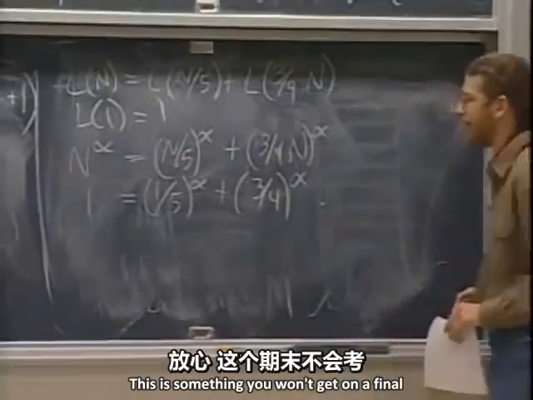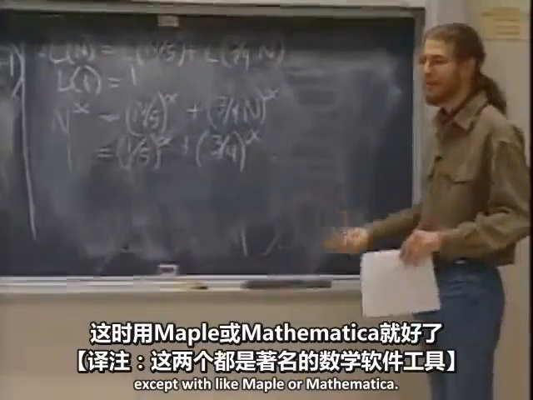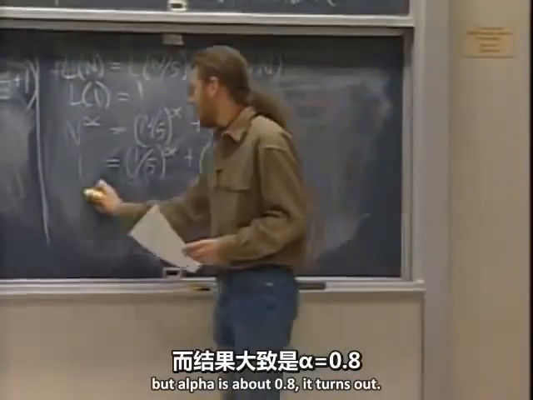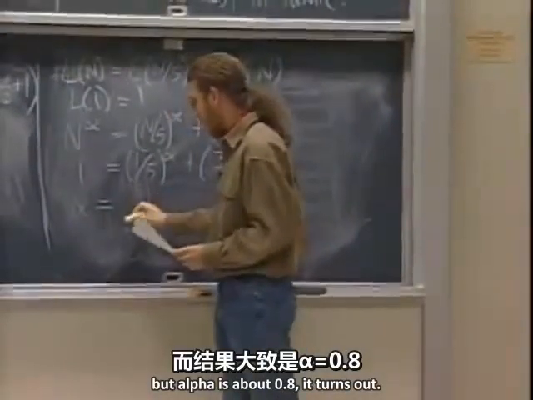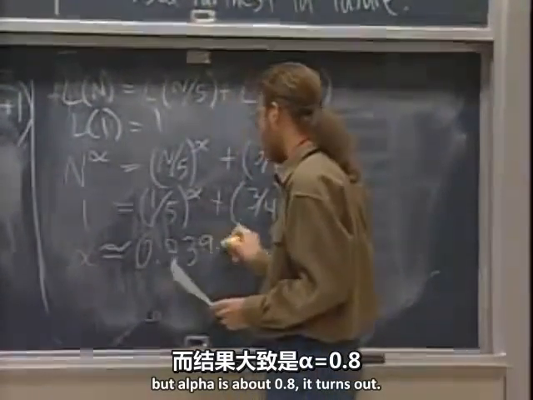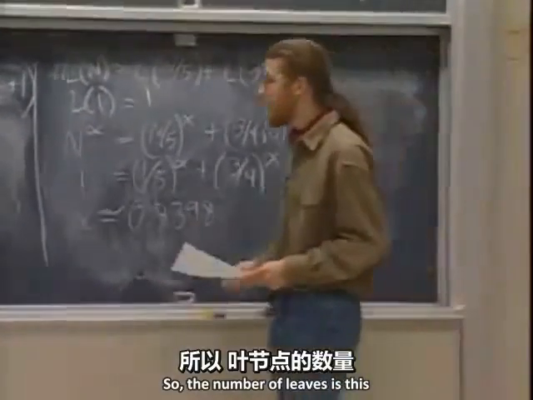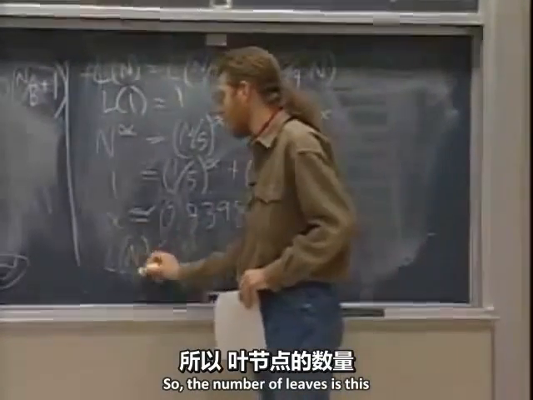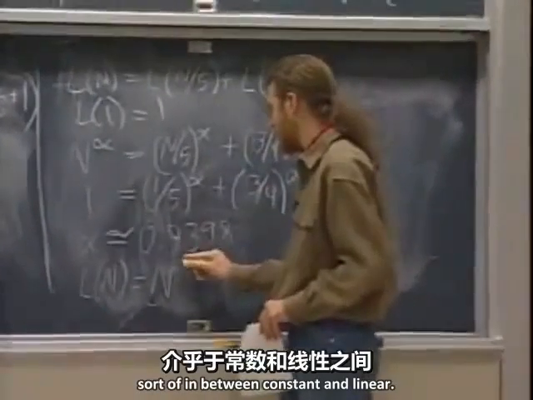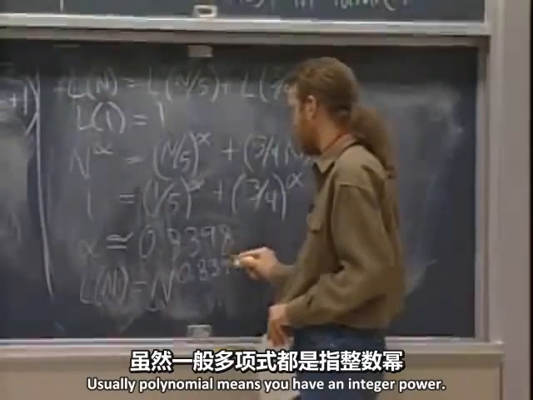This is something you won't get on a final because I don't know any good way to solve this except with Maple or Mathematica, or if you're smart, I'm sure you could compute it in a nicer way. But alpha is about 0.8, it turns out. So the number of leaves is sort of in between constant and linear. It's not really polynomial, usually polynomial means you have an integer power.